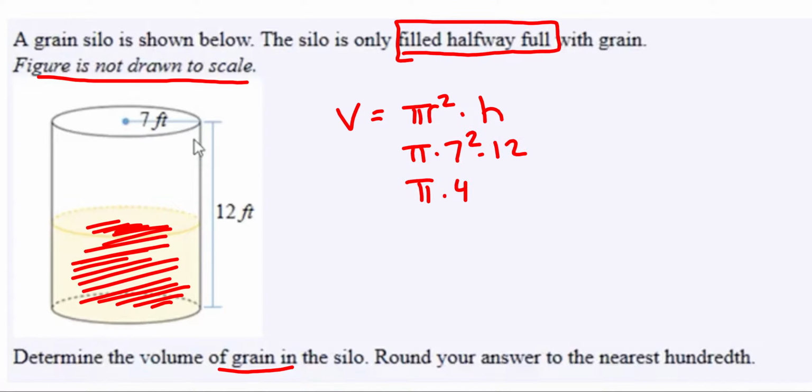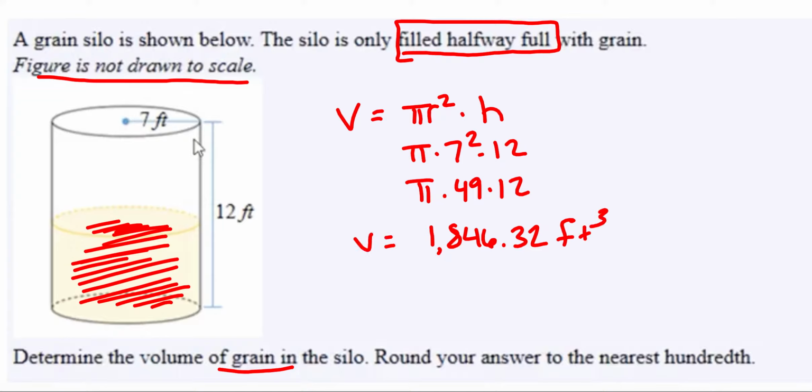Pi times 49 times 12 is the same thing, and I have to type that in because this morning my brain is not going to calculate that. Any morning probably. I get 1,846 and 32/100 feet cubed.